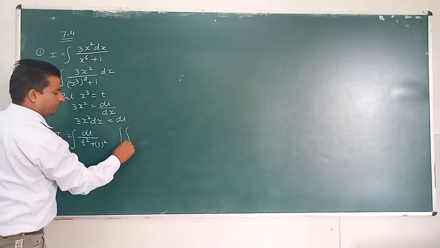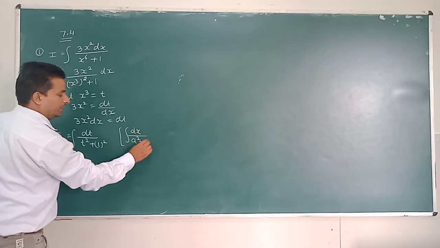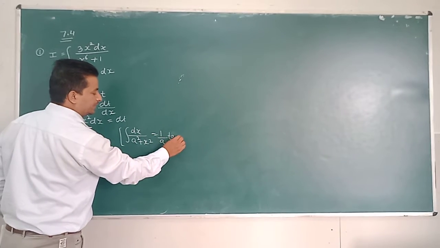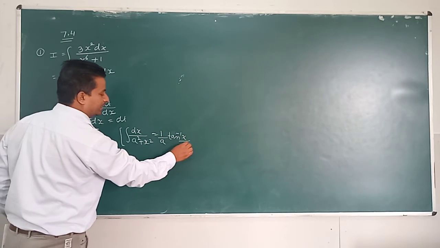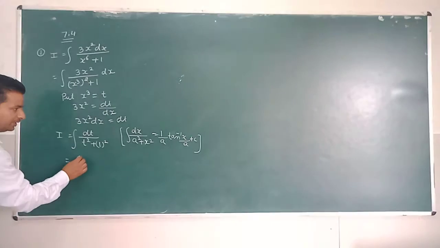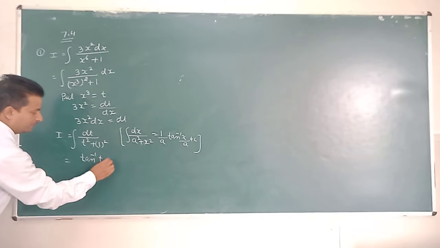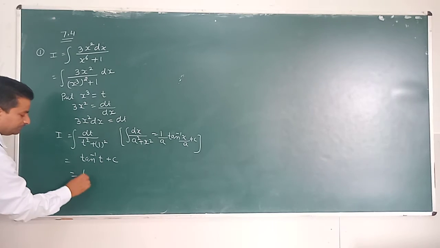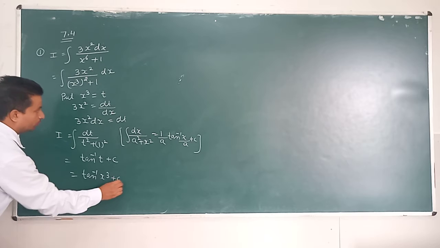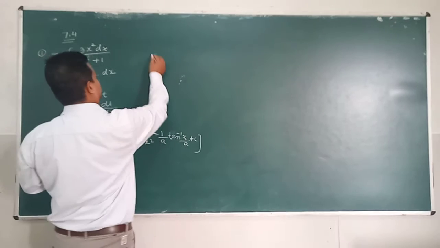As we know, in the previous video, we discussed the formula for 1 upon a square plus x square, which is 1 upon a tan inverse x upon a. Here a is 1, so this is tan inverse t plus c. Value of t is x cube. This is the integral of this question.